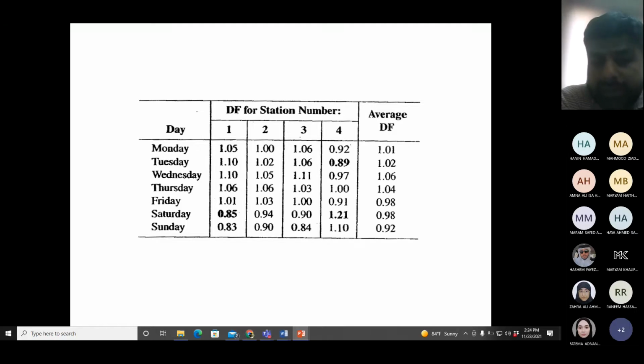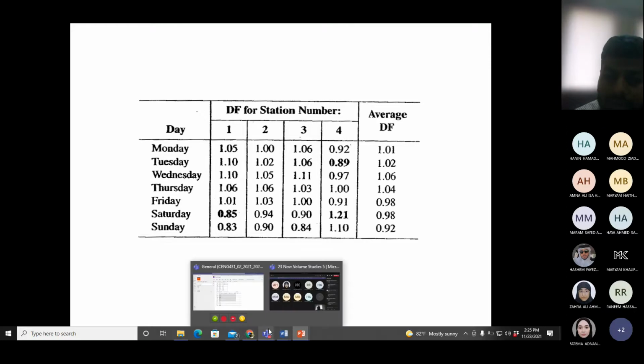Just for the sake of practice, on Sunday, can you tell me if any station gives a value out of the criteria? And if it is, which station it is? Sunday, check the value yourself. Tell me which station is out of the criteria at all. If there is a station which is out of the criteria, then which one is it? Average is 0.92, so you take the difference of 0.92 with each of these values, and you will tell me if the difference for any station comes out to be more than 0.1. Tell me.